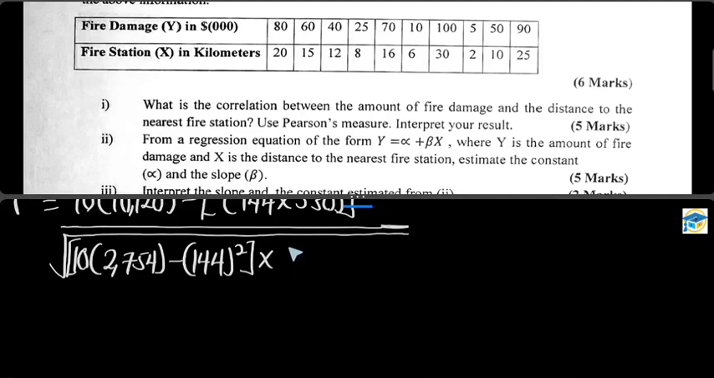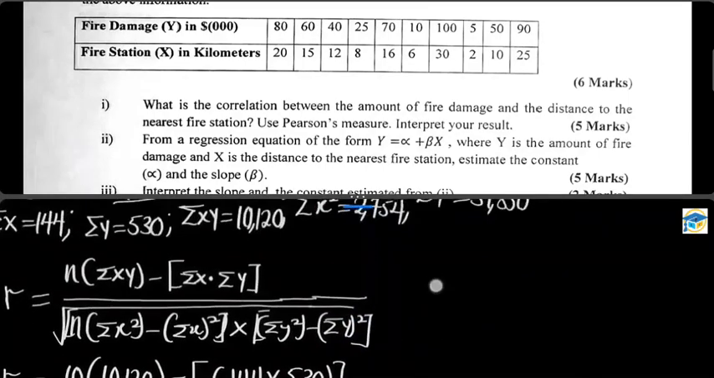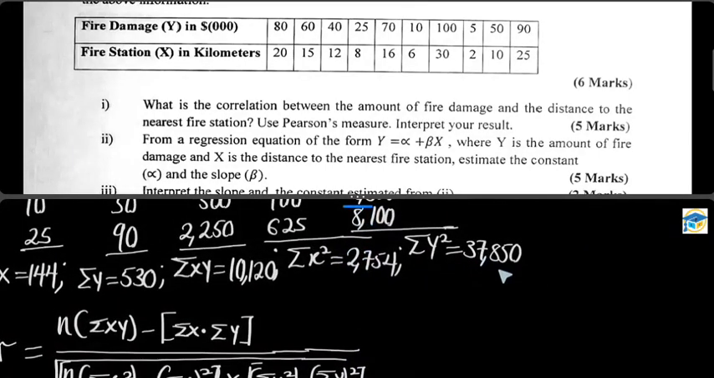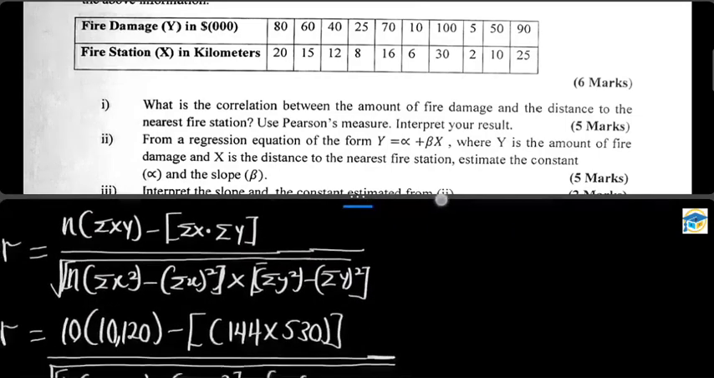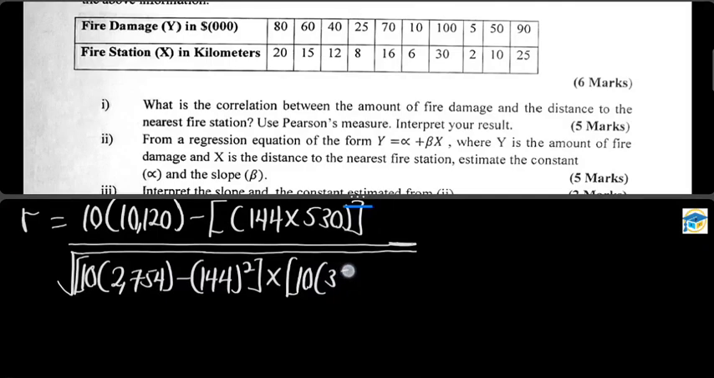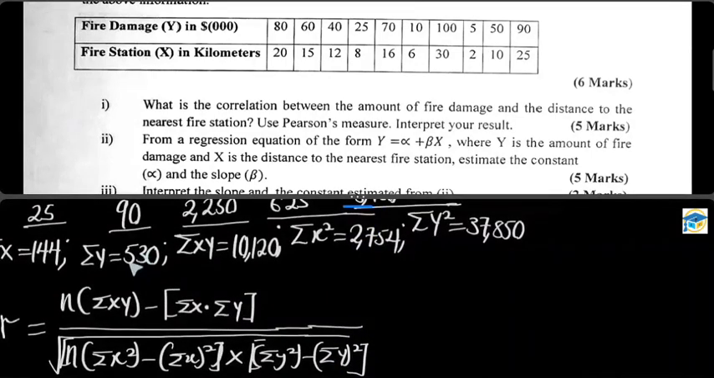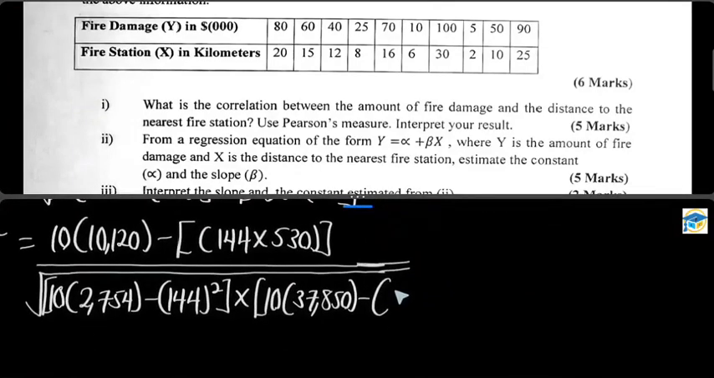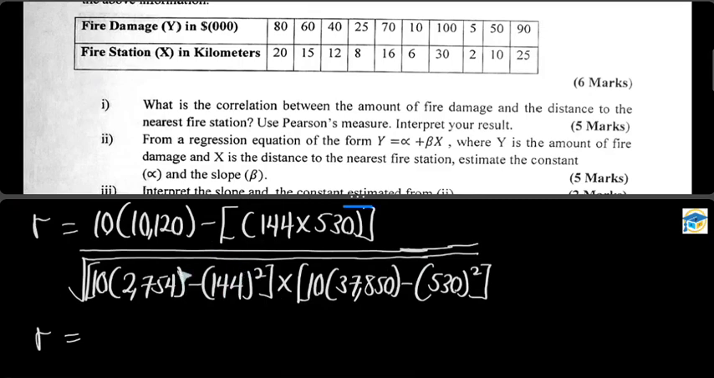So that's going to be open bracket 10, and then we look out for summation y square. Summation y square in this particular case was 37,850. So we're going to bring it here. 37,850. Okay, minus, then you follow suit, and then that of summation y. We're told that summation y is 530 per our calculation. So that's going to be 530 all squared, and it goes the bracket, the main bracket.